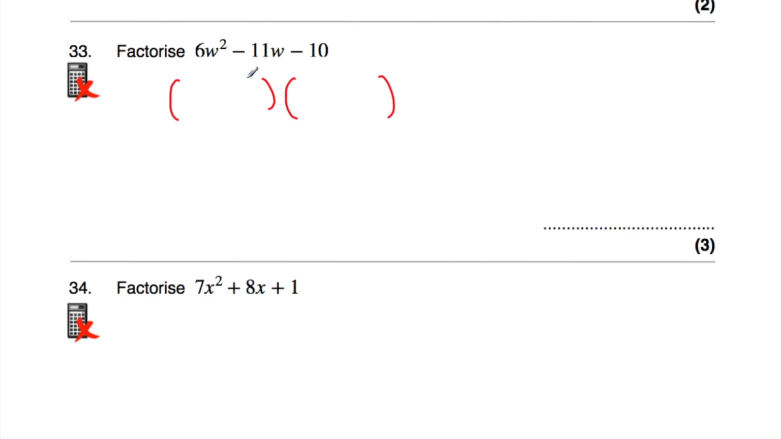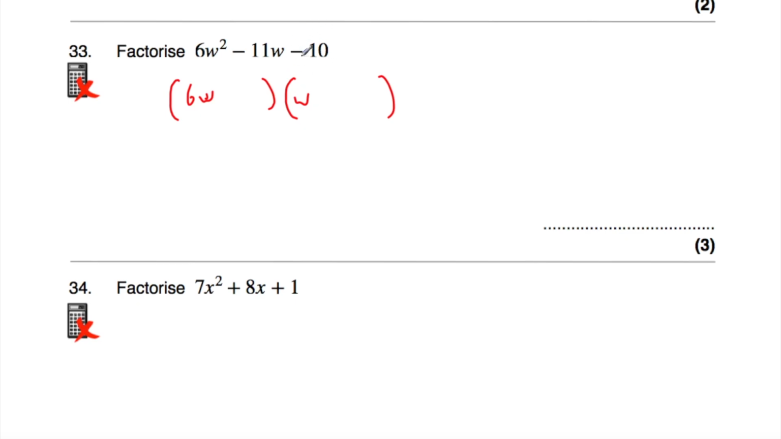So some quadratics are a little bit trickier whenever we're factorising them. So this one is a bit harder because we don't know whether it's going to be 6w and w or 3w and 2w. Okay, so let's start off by looking at 6w and w. And the two numbers in the brackets are going to multiply together to be negative 10.